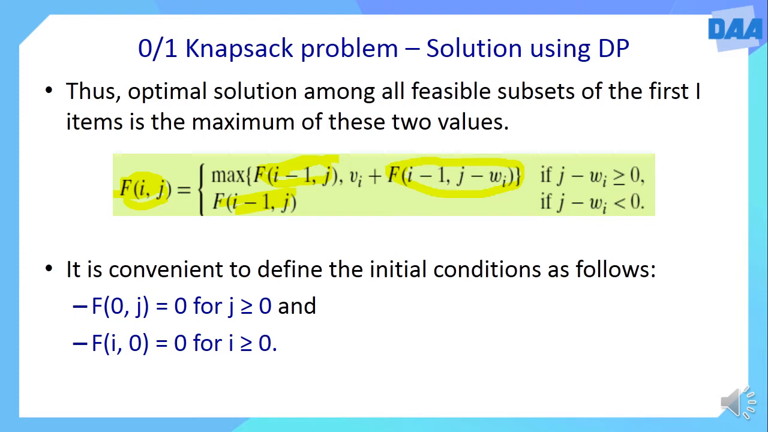Now apart from these recurrence relations, some of the conditions we can initialize without using the recurrence relation itself. Consider the case where the number of items considered is 0. In that case, for all values of j, f of 0, j is initialized to 0. Similarly, suppose the capacity of the knapsack is 0. In that case, f of i, 0 is always 0. So these are the two initial conditions that we can initialize.